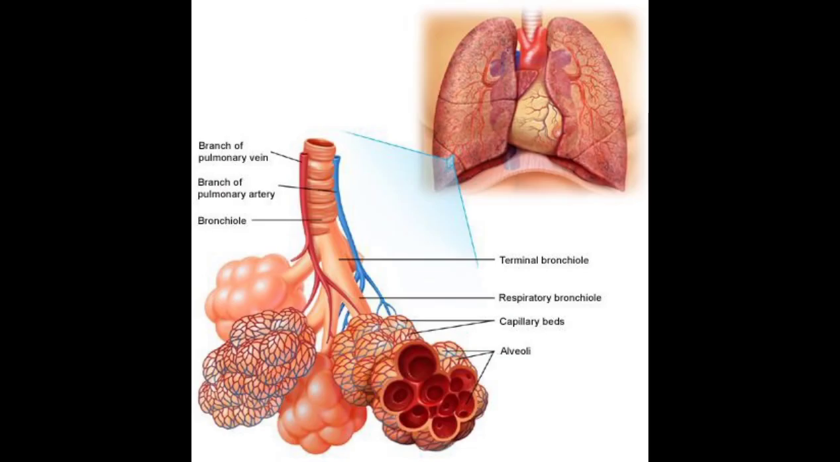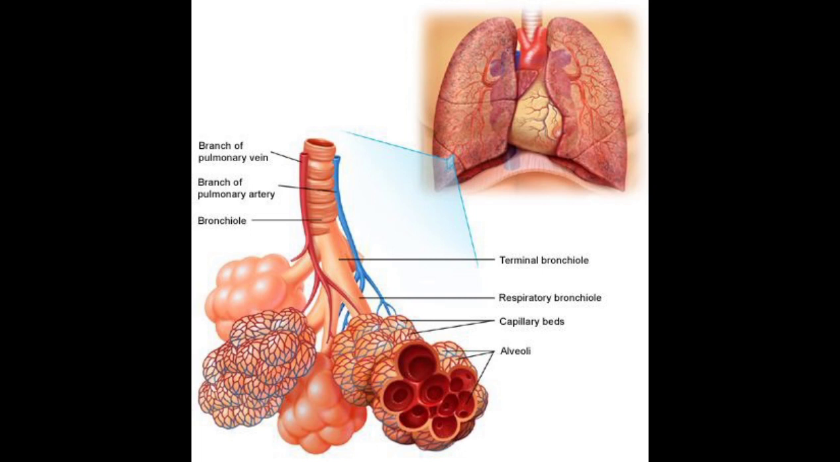Alveoli. Alveoli are small, grape-like structures located at the ends of the respiratory bronchioles and alveolar ducts. They are the functional units of the lungs where gas exchange takes place. Each lung contains millions of alveoli. The walls of the alveoli are extremely thin and are composed of a single layer of squamous epithelial cells called type 1 alveolar cells. These thin walls allow for the diffusion of oxygen from the air into the bloodstream and the removal of carbon dioxide from the bloodstream into the air.